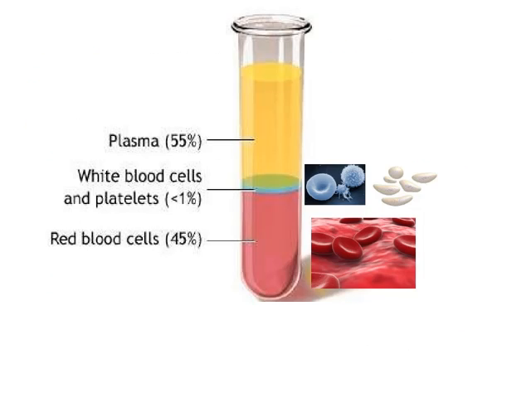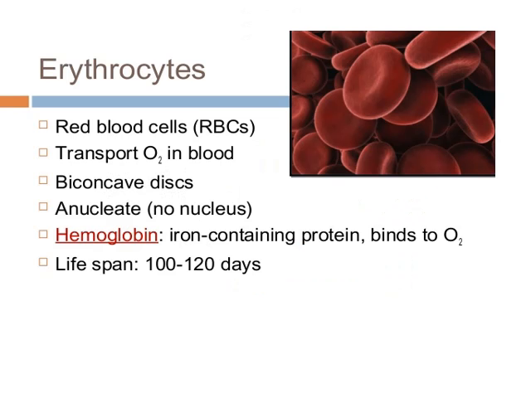This is the detailed view. 55% is made up of plasma, white blood cells and platelets are less than 1%, and red blood cells make up 45%. Now RBCs are otherwise called erythrocytes. They transport oxygen in blood by chemically binding the oxygen molecule to the hemoglobin, and they are in the shape of a biconcave disc without any nucleus, and their lifespan is 100 to 120 days.